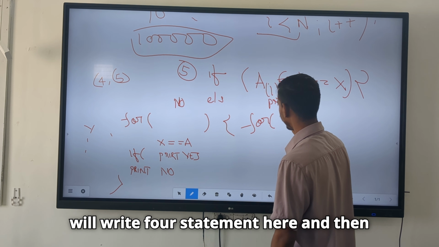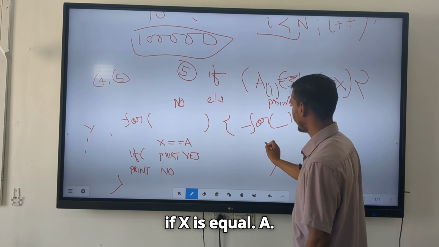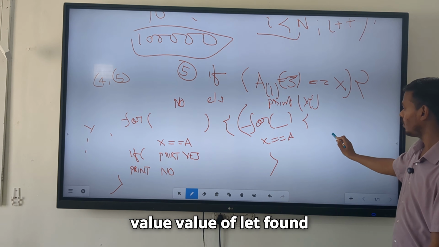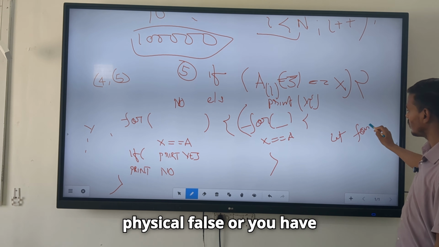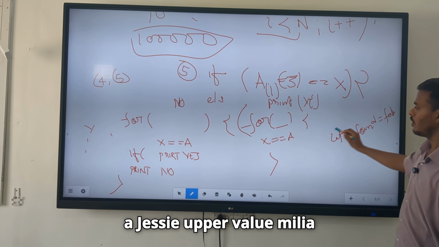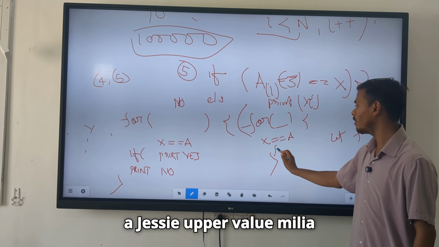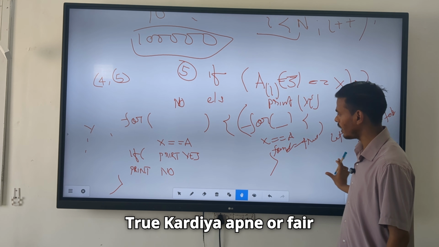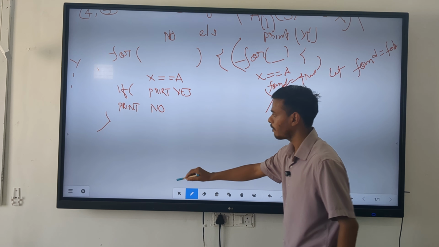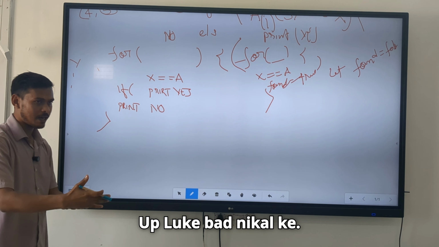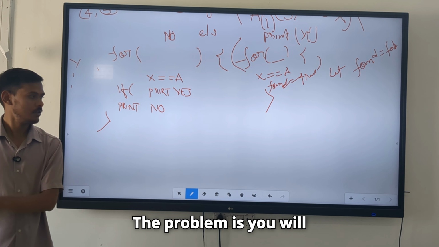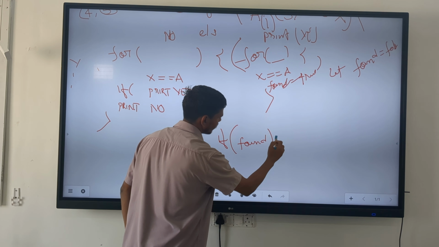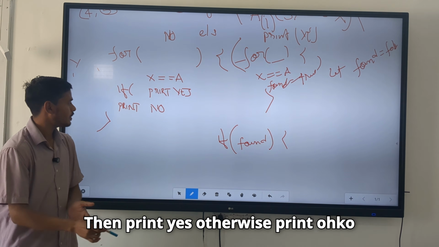सो यू विल राइट फोर स्टेटमेंट हियर एंड देन इफ x इज इक्वल a, देन यू हैव टेक अनदर वैल्यू ऑफ let found is equal false. और यहाँ पे जैसे ही आपको वैल्यू मिल गया, found is equal true कर दिया आपने, और आप फिर अलग से एक और if else लिखोगे. क्यों लिखोगे? आप लूप के बाद निकल गए. अब देखो यहाँ पे the problem is you will write only below if found देन प्रिंट yes, अदरवाइज प्रिंट no. और उसको आपको सिक्वेंशियली ही लिखना पड़ेगा.